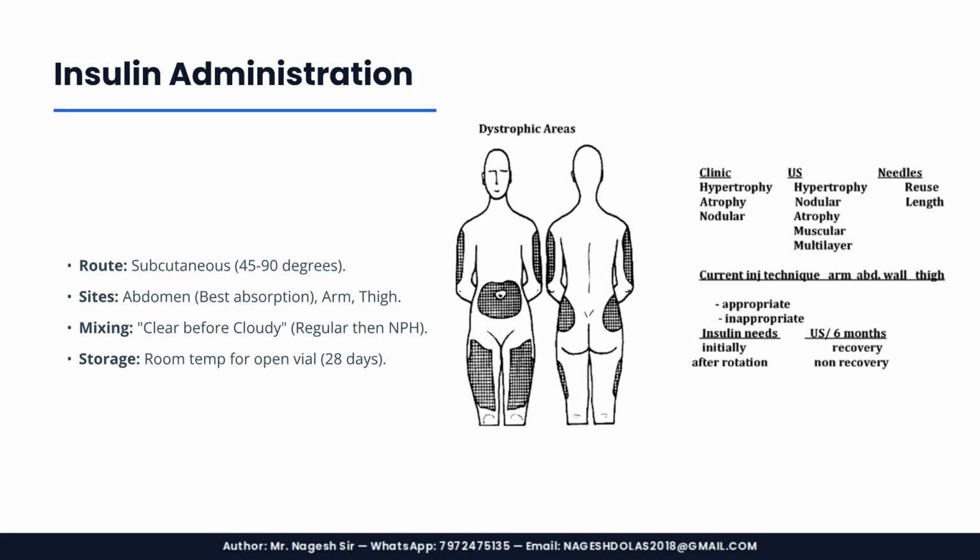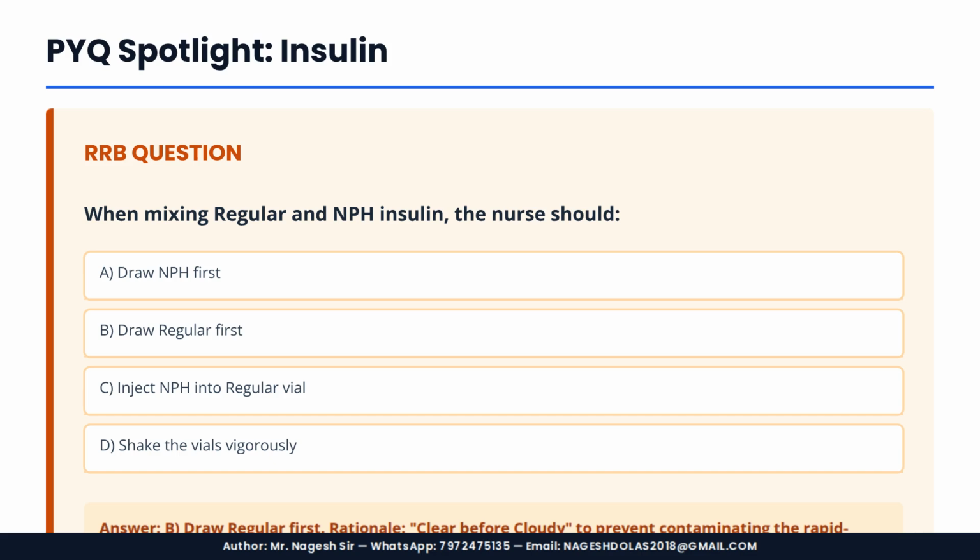When mixing insulin, remember, clear before cloudy. Open vials can be stored at room temperature for 28 days. When mixing regular or clear and NPH or cloudy insulin, the nurse must draw the regular insulin first. Therefore, B, draw regular first, is the correct answer.